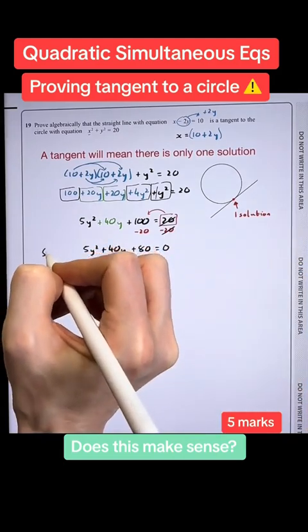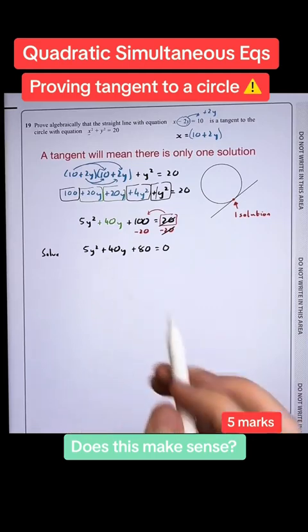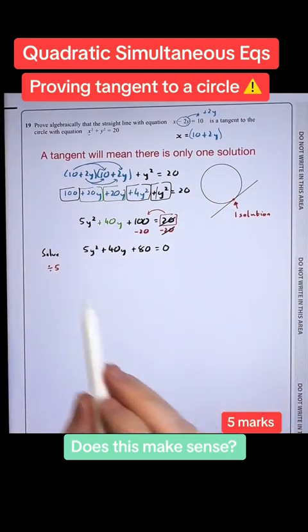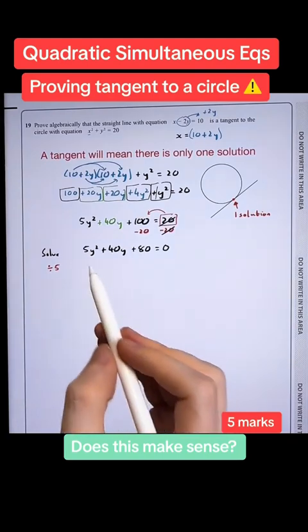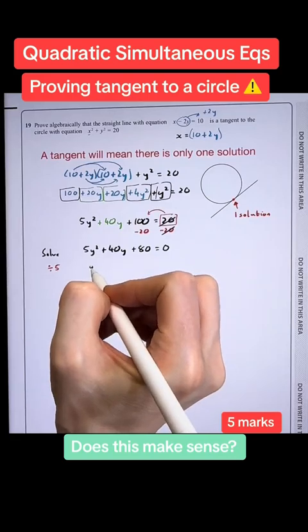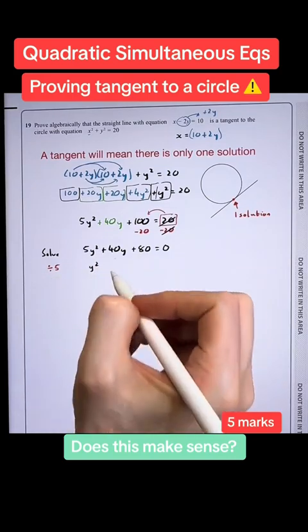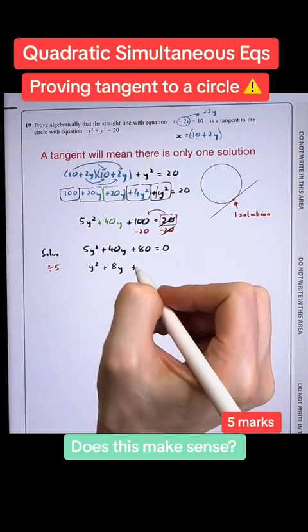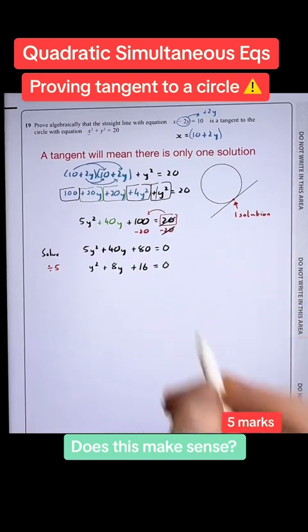As I'm solving a quadratic, and here I can see all three terms are a multiple of 5, therefore, to make my life easier, I'm going to divide the whole equation by 5, and it does not affect my solution one bit. So 5y squared divided by 5 gives us y squared. 40y divided by 5 gives us plus 8y. And 80 divided by 5 gives us 16, and that's equal to 0.